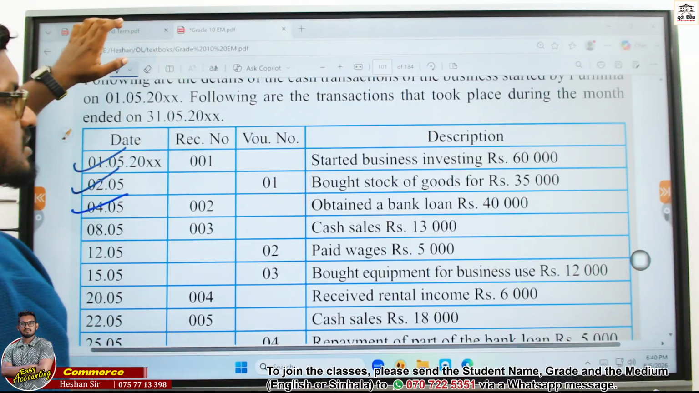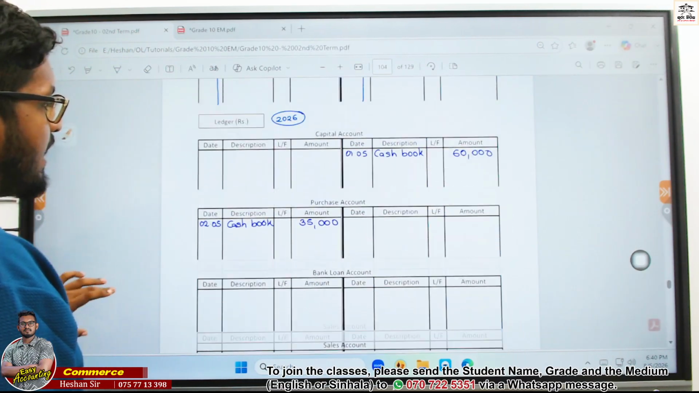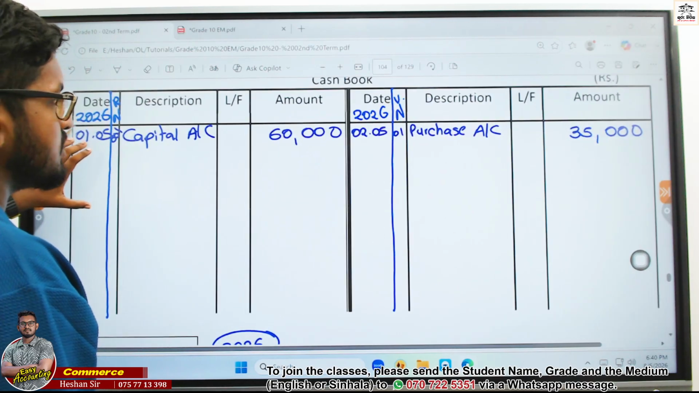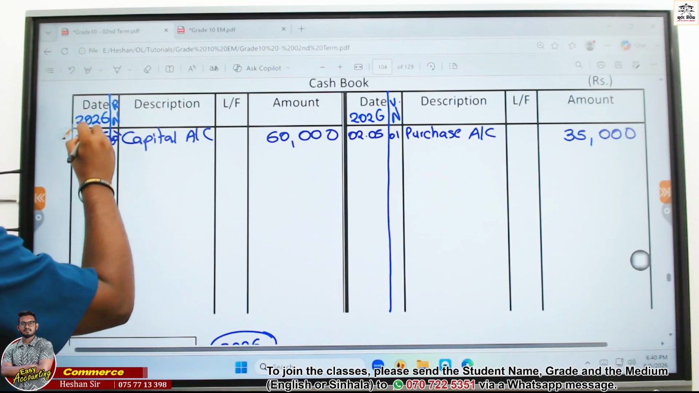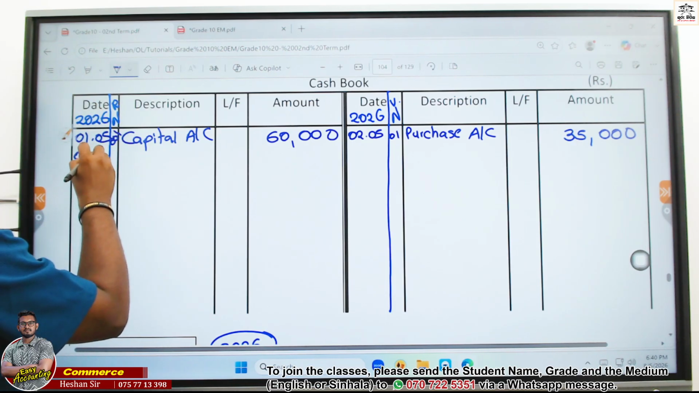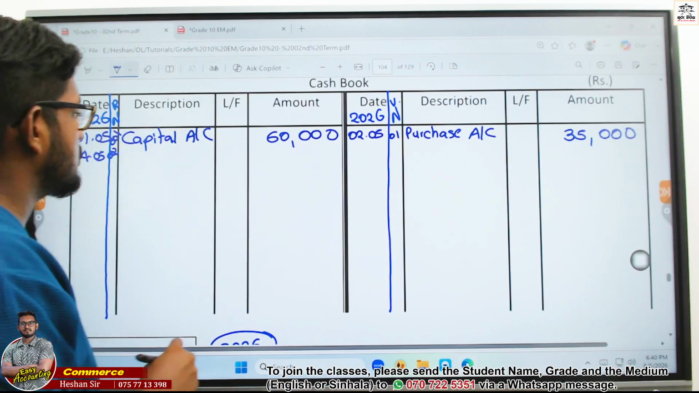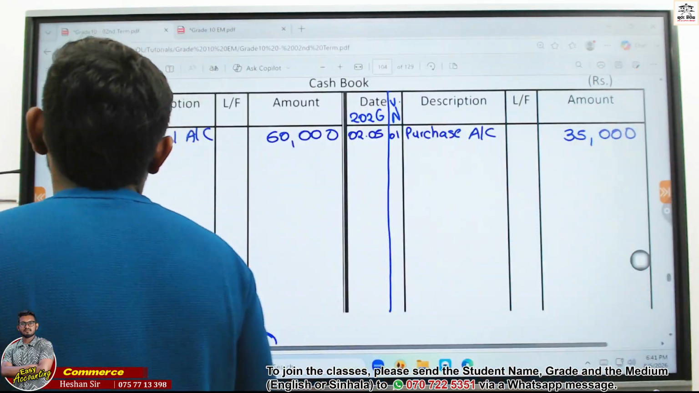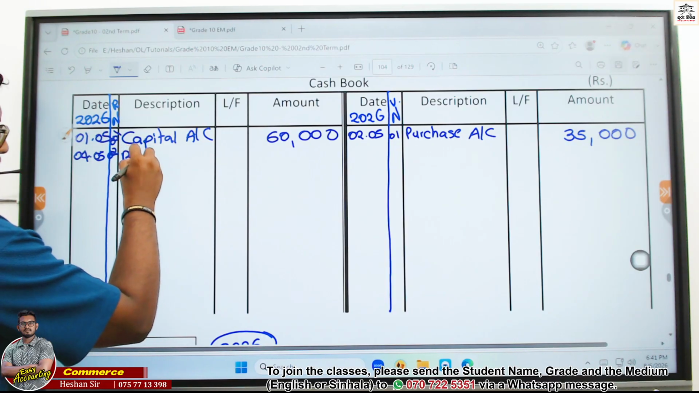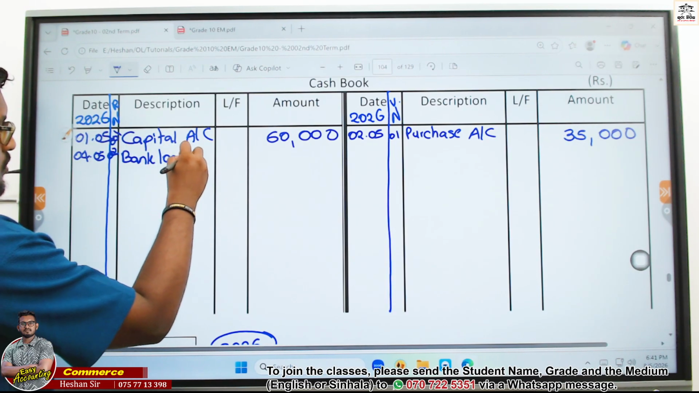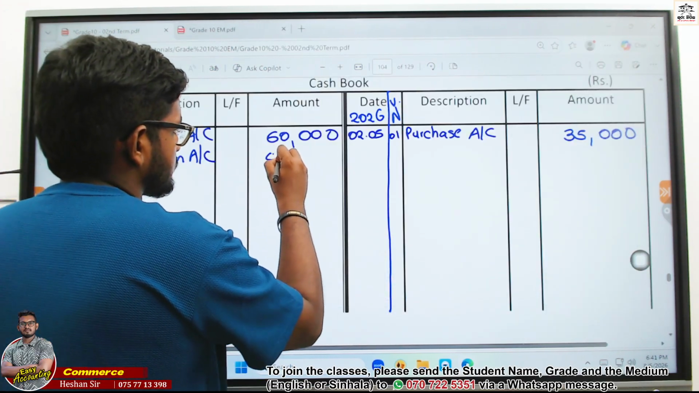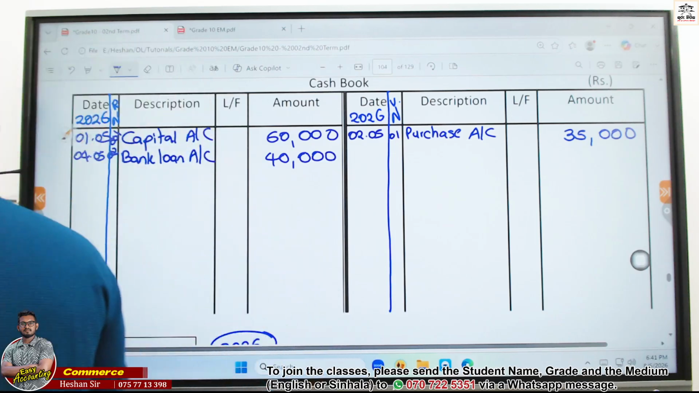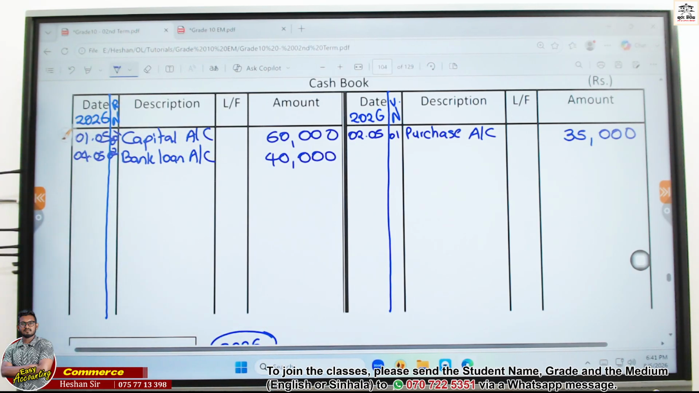Obtain a bank loan 40,000. Go and write it. When is the date? The date is 4th of May. Receipt 002. Here write bank loan account. How much? 40,000. Bank loan account 40,000.